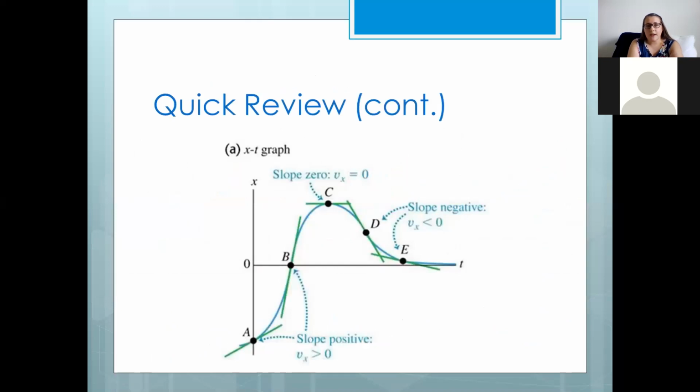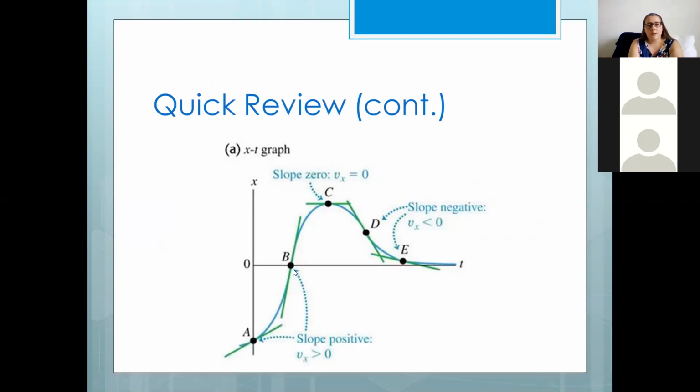Here's another picture that we ended up with yesterday. This is an example of a position time graph. We can see our variable x on the y-axis for position, t on the x-axis for time. We have this nice curve. So if we take the slope of those tangent lines at each of those different points, we can describe not only the motion, but also the velocity of that particular object.